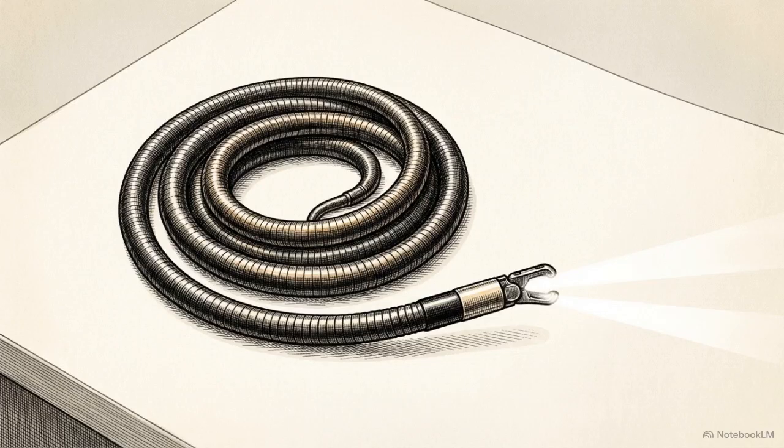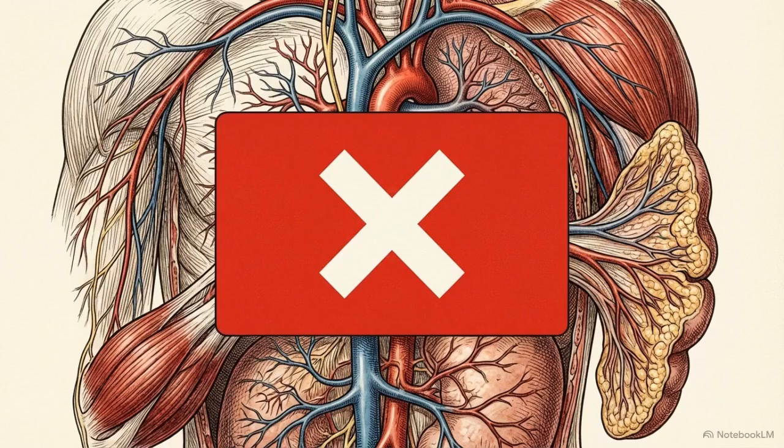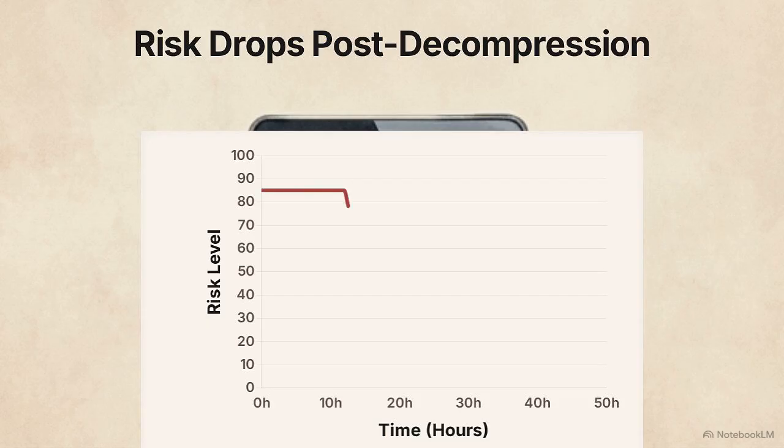Flexible sigmoidoscopies provide superior reach and improved visualization. This allows the endoscopist to carefully inspect the colonic mucosa and assess the tissue viability of the proximal colon. If the endoscopy reveals necrotic tissue or actively bleeding mucosa, the decompression must be aborted immediately, and the patient must be taken to the operating room for emergency surgery.